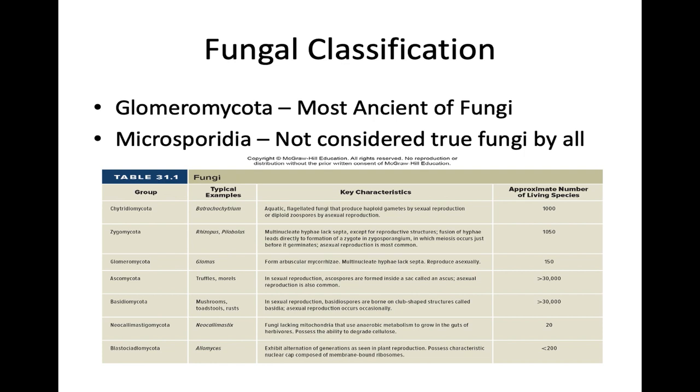In addition to the 4 recognized classes that I just talked about, there are 2 additional ones that are not included as true fungi by all mycologists. There's the Glomeromycota. These are the oldest, most ancient group of quote-unquote fungi, and they've been recognized by some as fungi. The most notable member of this small class of fungi are mycorrhiza, which we're going to talk about, and all the members in the Glomeromycota are involved in plant symbiosis.